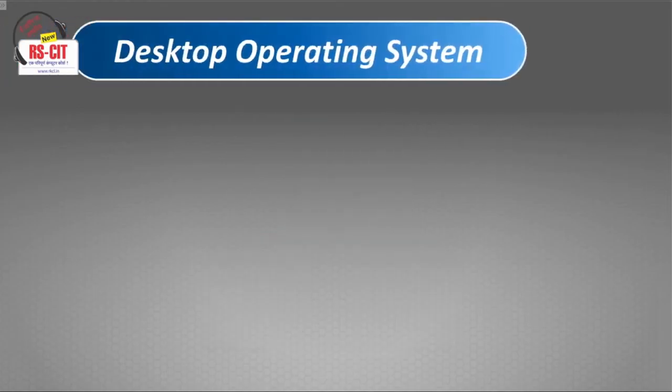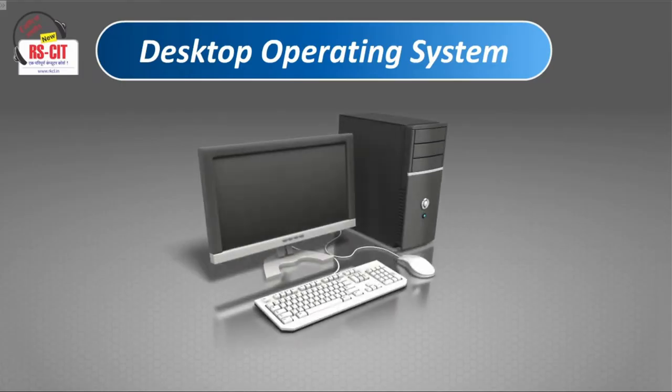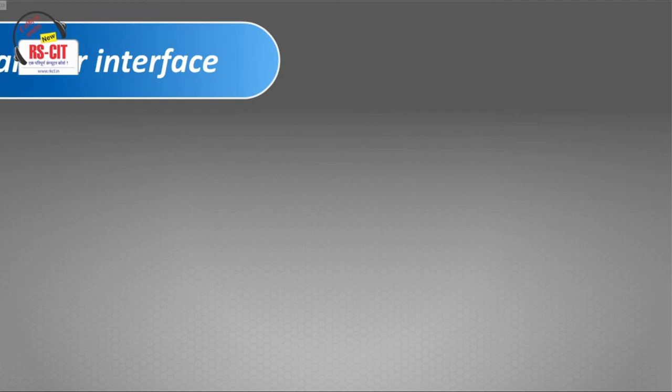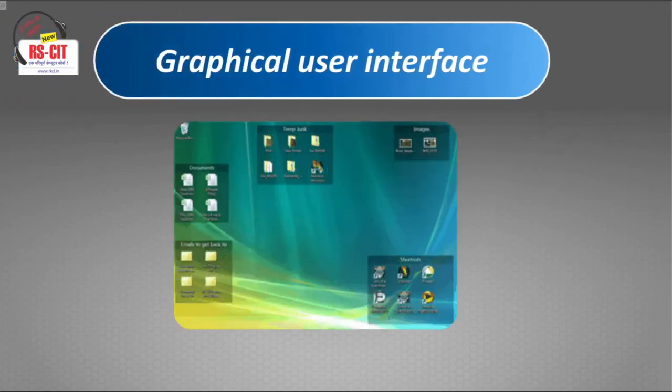Desktop operating system. Desktop operating system is a most commonly used operating system. It works on single computing device. Mac OS, Windows 10, etc. are examples of desktop operating systems. Graphical User Interface GUI and Command Line Interface CLI.